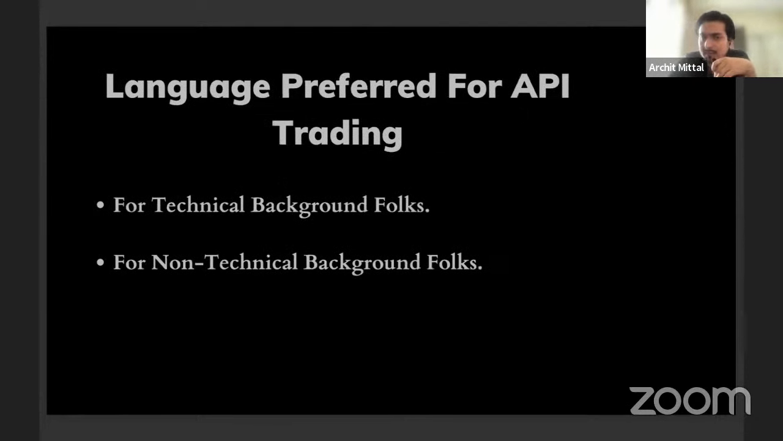Now, what are the languages? You are seeing that there are multiple languages in the markets. Literally, there are more than 200 languages in the market. Which language to use? If you are a non-technical person, one of the best languages will be Python. Why? Because it is very straightforward. And if you know two things in your real life: first, English. Second, mathematics.